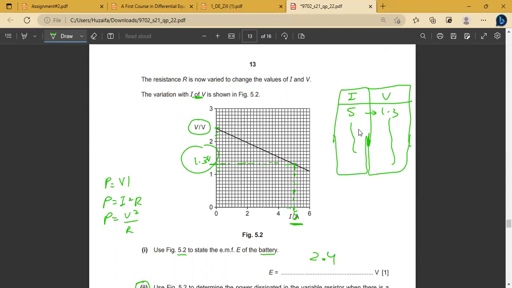So from this graph you can predict, for example, a voltage value for a known current value, or you can find an unknown current value for a known voltage value by using the equation of a straight line. You know, y equals mx plus c. Yes.